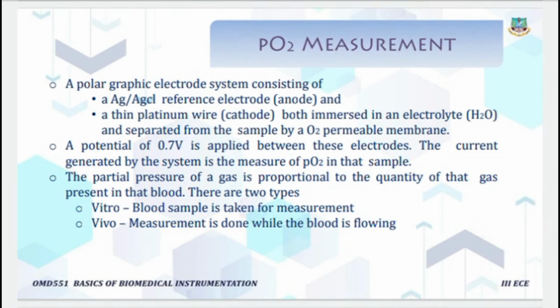So in this there are two types of measurement, in vitro and in vivo measurement. In in vitro measurement, the blood sample is taken, and after taking that, the measurement takes place. In vivo means the measurement is taken while the blood is flowing. The measurement from the flowing blood is called in vivo measurement.